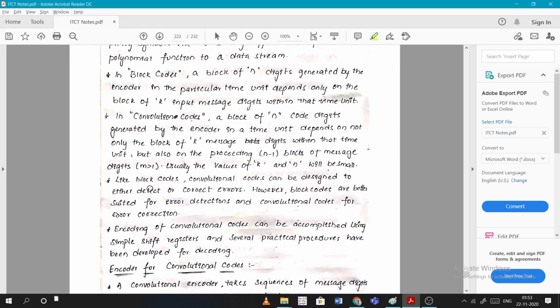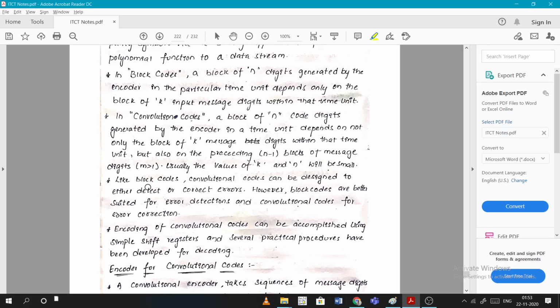Like block codes, convolution codes can be designed to either detect or correct errors. However, block codes are better suited for error detection and convolution codes for error correction. So basically, the best use of block codes is for error detection only, and the best use of convolution codes is for error correction. But in general, we can do both correction and detection with block and convolution codes as well.